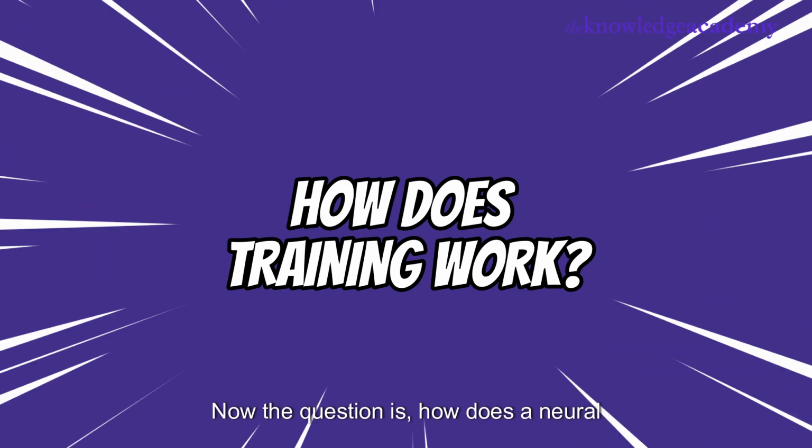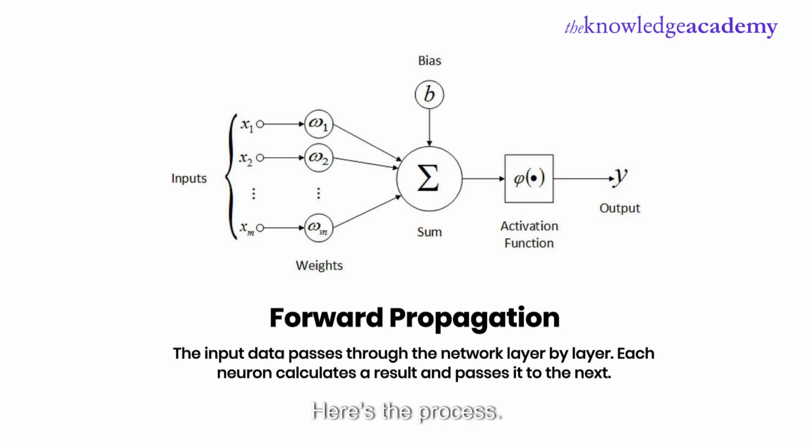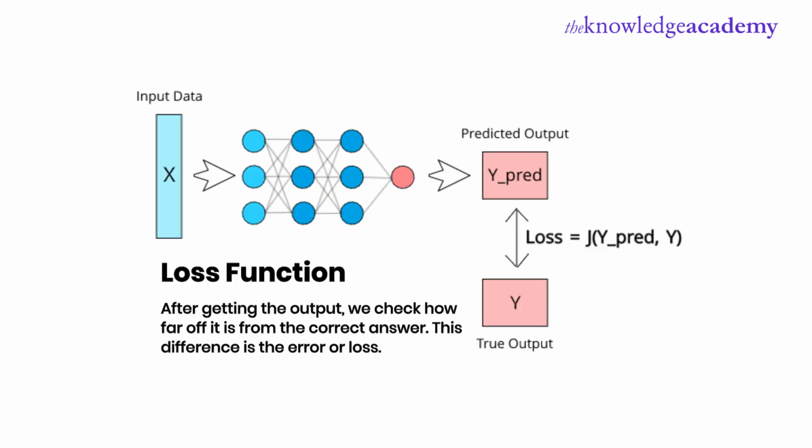Now the question is, how does a neural network learn? Here's the process. First is forward propagation. Here, the input data passes through the network layer by layer. Each neuron calculates a result and passes it to the next. Next is the loss function. Here, after getting the output, we check how far off it is from the correct answer. This difference is the error or loss.